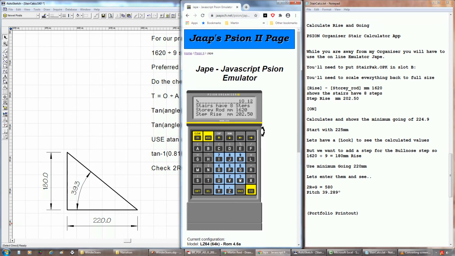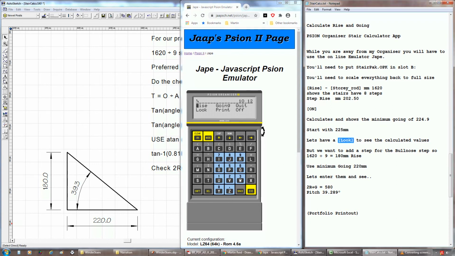If I come out of that and we have a look at the going, we've actually got a value in here. So if we go back to the going and we change the value, and we put in a step going of our 225mm, which is what the calculator showed we needed, 225, and we have a look at the values.